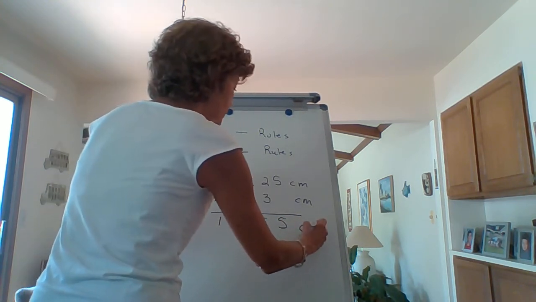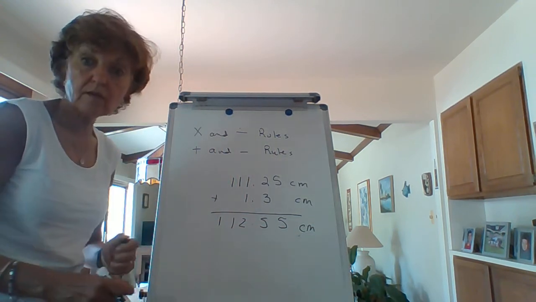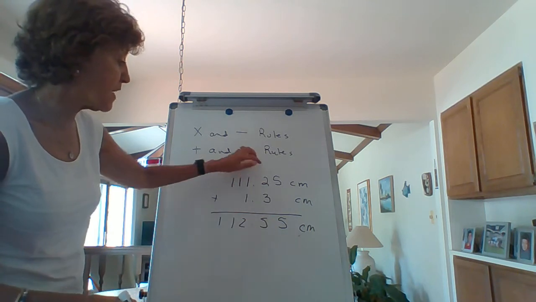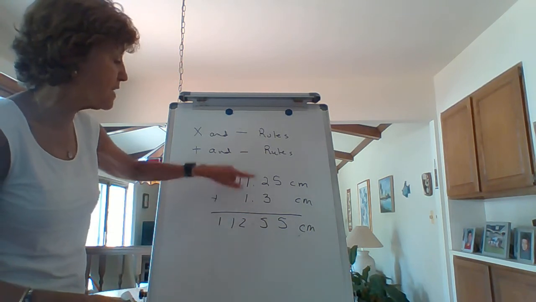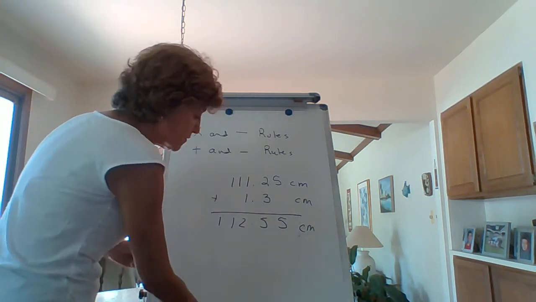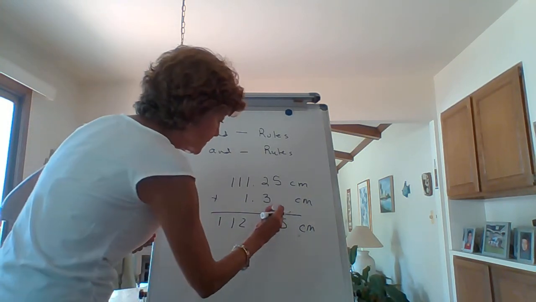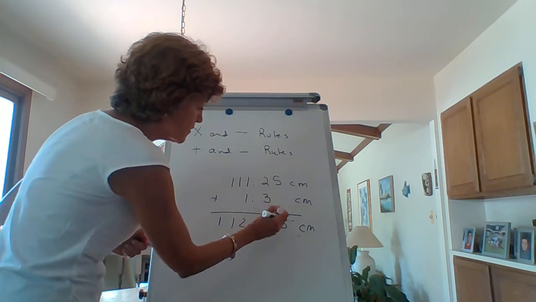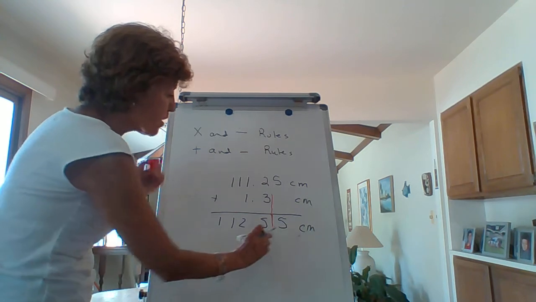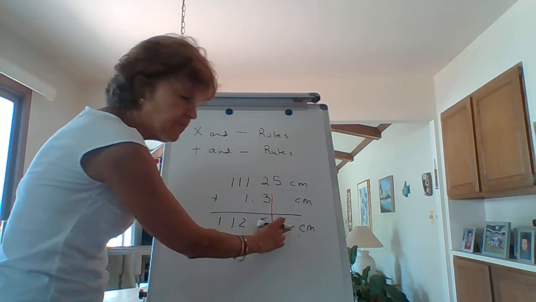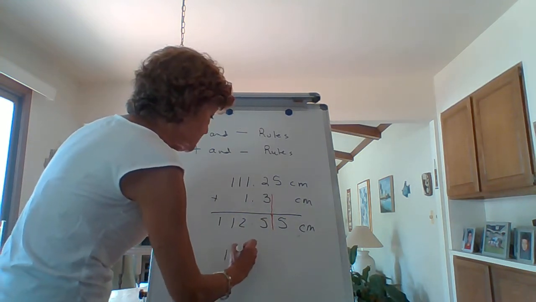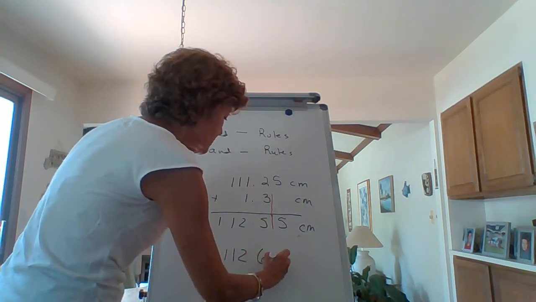Okay. So you can't report this. The rule for addition and subtraction says that the final answer has to have the same number of decimal places as the number with the least number of decimal places. So that means we've got to stop right here. Okay, so we got to stop it here. All right, so this is a 5. So remember, 5 or higher, you round up. So the final answer is going to be 112.6 centimeters.